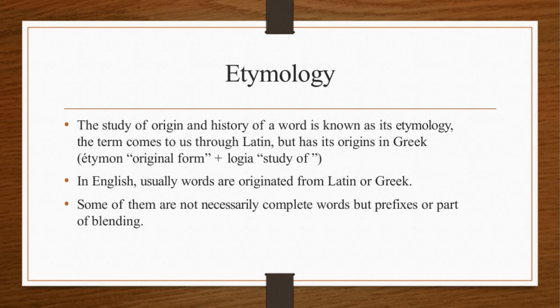Today, I want to talk about etymology, which is the study of the origin and history of a word. The word itself comes from Latin, but its roots go back to Greek. The Greek term etymon means original form, and logia means study of. So together, etymology is essentially the study of a word's original form. In English, many words are derived from Latin or Greek, which reflects the historical influence of these languages on our vocabulary. However, it's interesting to note that not all words in English are complete words themselves. Sometimes, they are just prefixes or parts of words that are blended together to form new terms. This blending often happens in scientific, technical, or modern language, which keeps the evolution of words dynamic and fascinating. Understanding etymology helps us see the connections between words and their roots, giving us a deeper appreciation of language's history. It ties into our overall theme of how language evolves and how words carry the legacy of ancient languages through time.